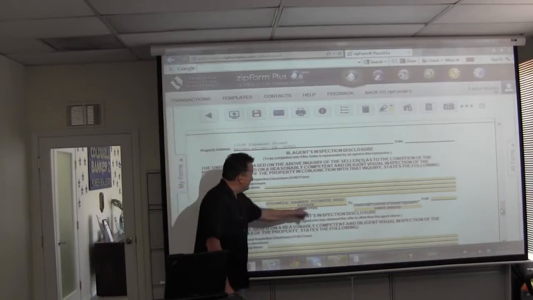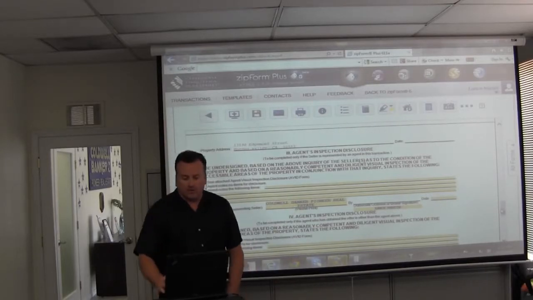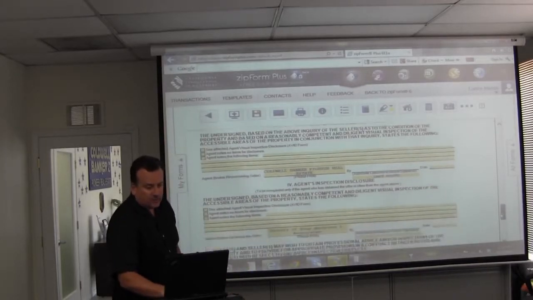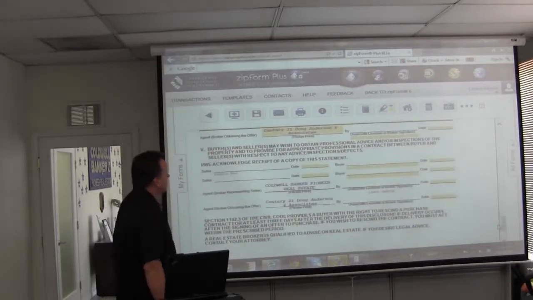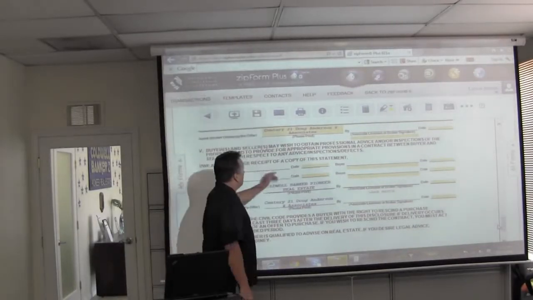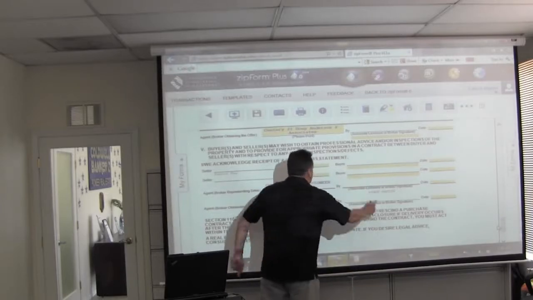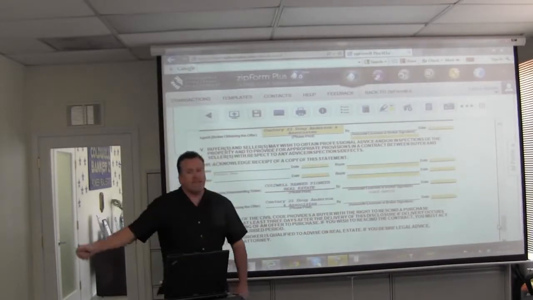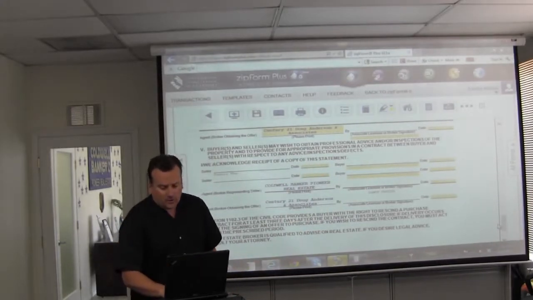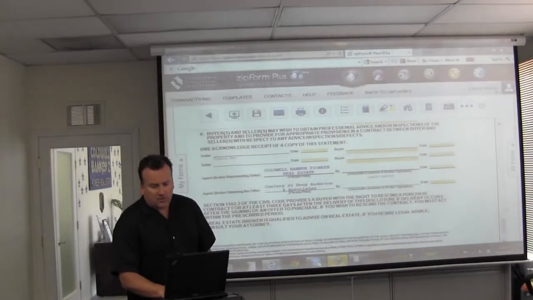Avid, signed by the agent, and then of course the other agent's going to do the same thing, right? And then the seller's going to acknowledge a receipt, and the buyer's going to acknowledge a receipt, and I'm going to sign it, and the other agent's going to sign it, right? All right, fair enough. Okay, so there is our transfer disclosure statement.